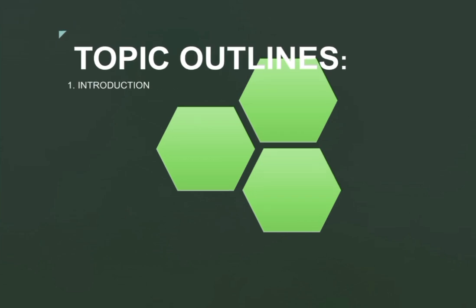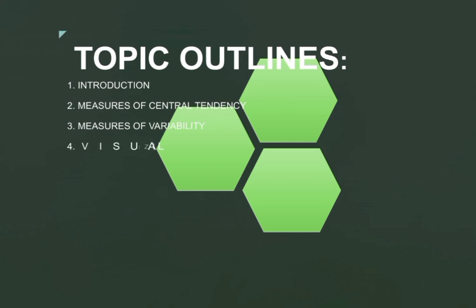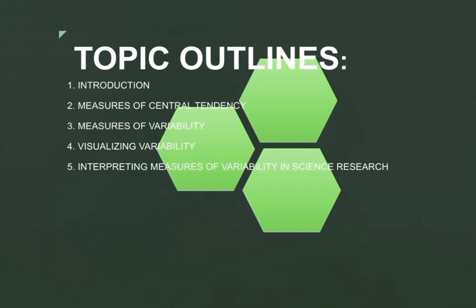Number 1, introduction. Number 2, measures of central tendency. Number 3, measures of variability. Number 4, visualizing variability. Number 5, interpreting measures of variability in science research. Number 6, summary. Number 7, references.